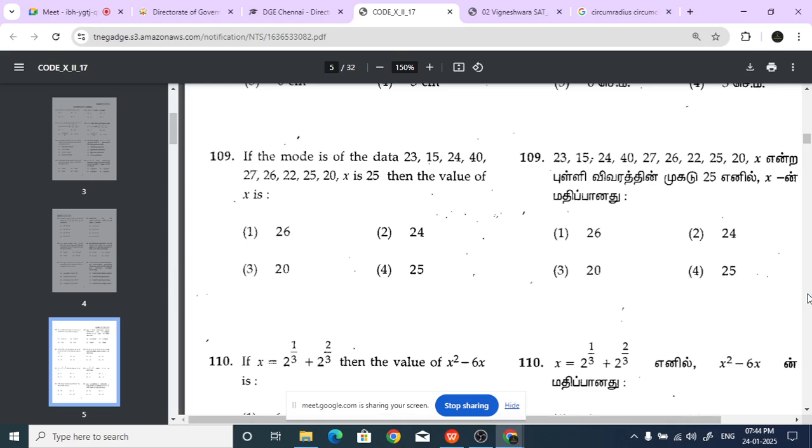Can you read 109? Yes, sir. If the mode of the data 23, 15, 24, 40, 27, 26, 22, 25, 20, x is 25, then the value of x is. Just find out. Read the question once more and then try.